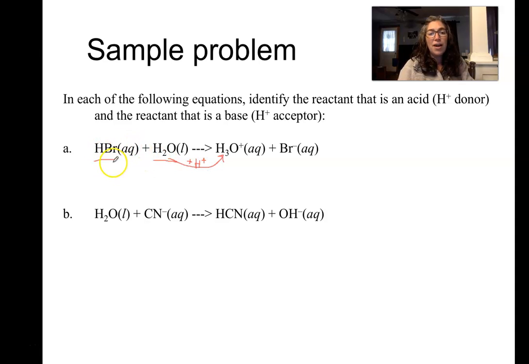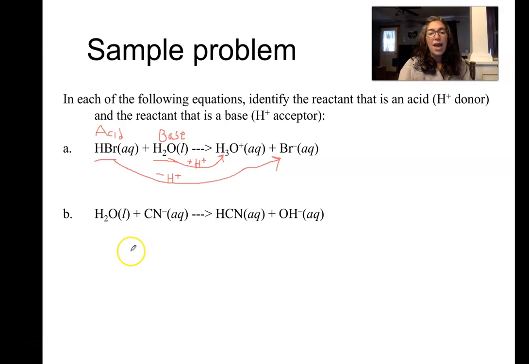And the HBr, conversely, becomes Br-. So it lost an H+ over the course of this reaction. All right, so it lost one. That means it was a donor. It gave it away. So the HBr is our acid because it was the proton donor. And in this case, the water is our base because it was the proton acceptor. It gained a hydrogen.